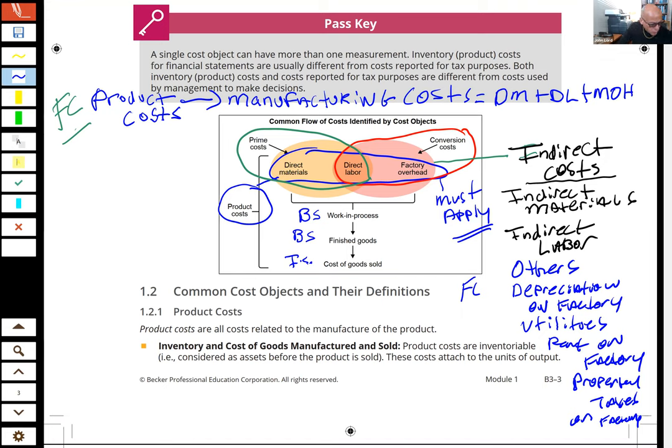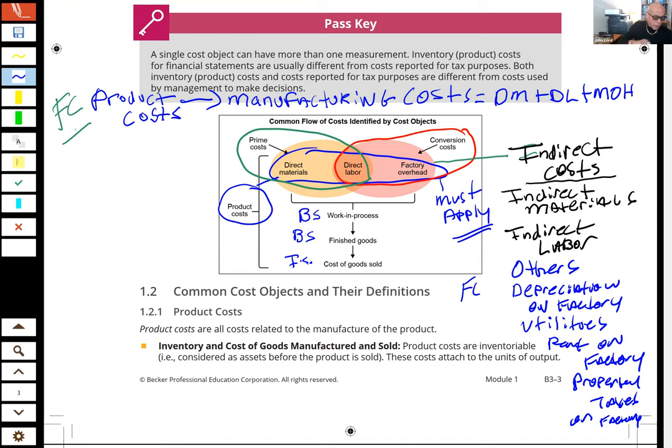One of the challenges here, which shouldn't be too much of a problem for you guys: I find my introductory managerial accounting students have trouble because they get confused. Well, what do you mean? Is it product cost or manufacturing cost, or is it direct material, direct labor, manufacturing overhead? My answer is yes. What do you mean factory overhead? Is it indirect materials, indirect labor? Yes, but it's also the other indirect costs. So we have different names for the same things.